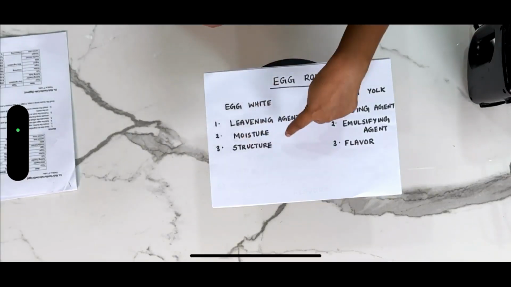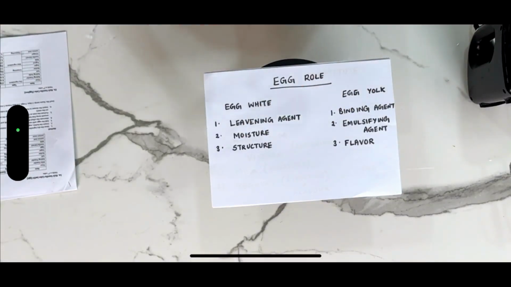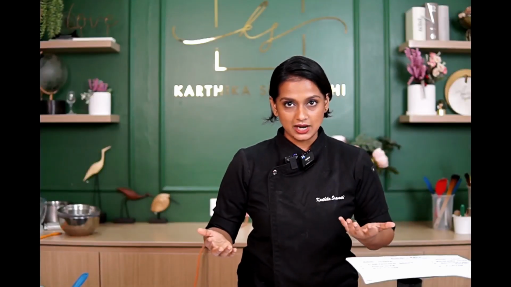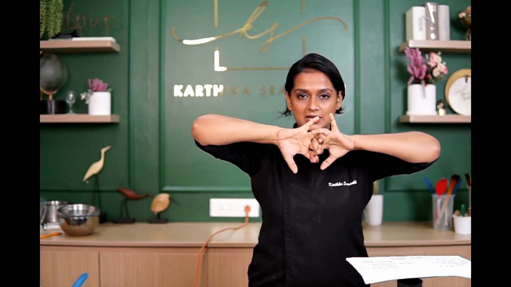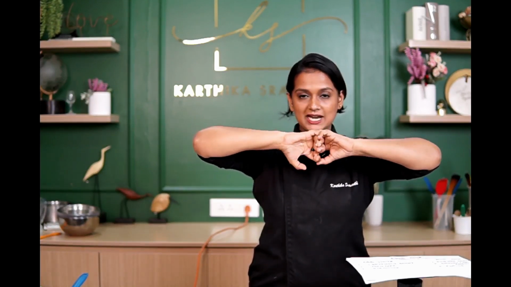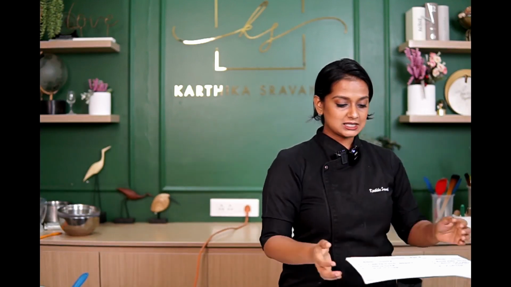Then the third one is the structure. It's going to offer structure in your cake. How? Just a simple example, okay. Egg white is liquid at room temperature, right. The moment you put it on a hot pan, what happens? It becomes solid. Why? Because proteins will coagulate in the presence of heat. Coagulation means the protein chains will form a tight network like a matrix, okay. They form a tight network and they solidify in the presence of heat, okay. That offers structure for your cake, okay. So egg whites play these three roles.